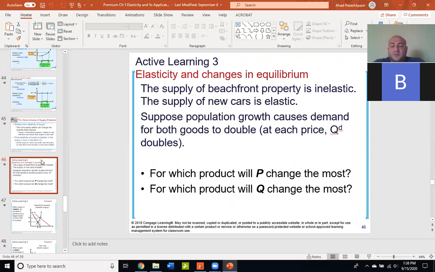Now, let's look at this example. This is quite a tricky example. The supply of beachfront property is inelastic, while the supply of new cars is elastic. Suppose population grows, causing demand for both goods to double. At each price, quantity demanded doubles. For which of these products does price change the most, and for which does quantity change the most?